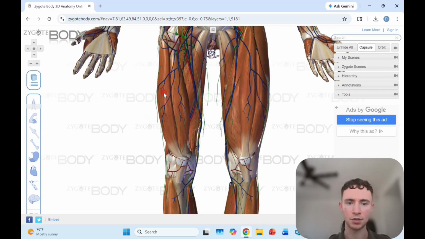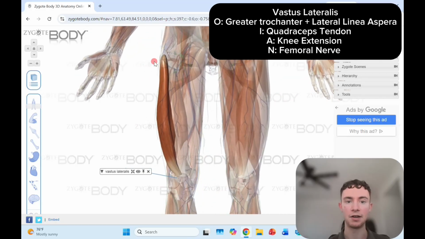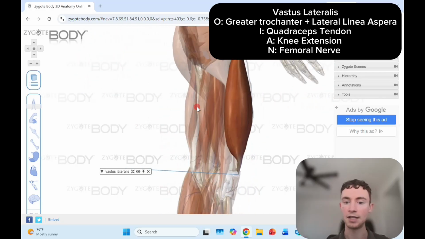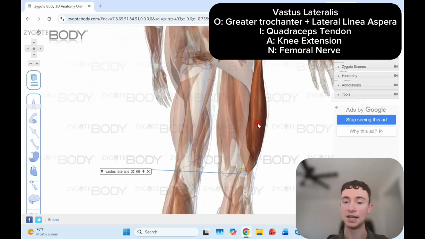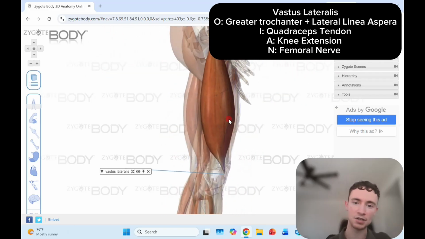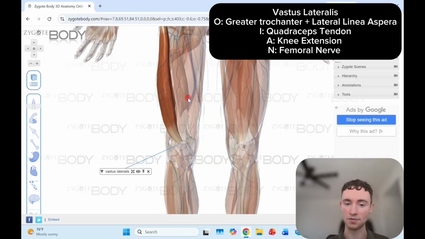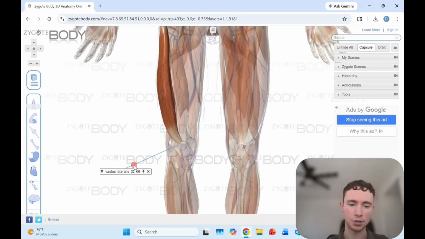Our next muscle on the list is the vastus lateralis. Now, this one is pretty big. It attaches up here again on the trochanter and the lateral lip of the linea aspera. You can just appreciate how big this muscle is. It starts in the front, but it actually expands all the way to the back, which is pretty impressive. It's a large muscle. And then again, going down to attach to the common quad tendon to produce knee extension.